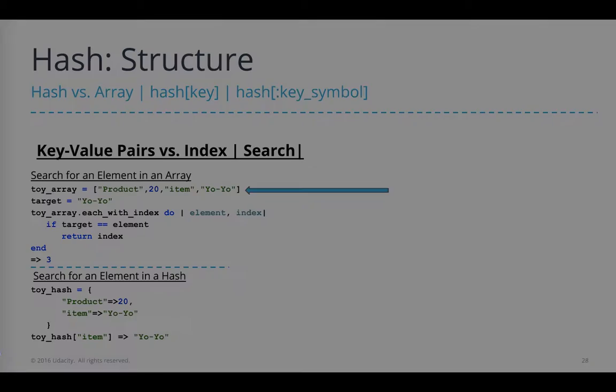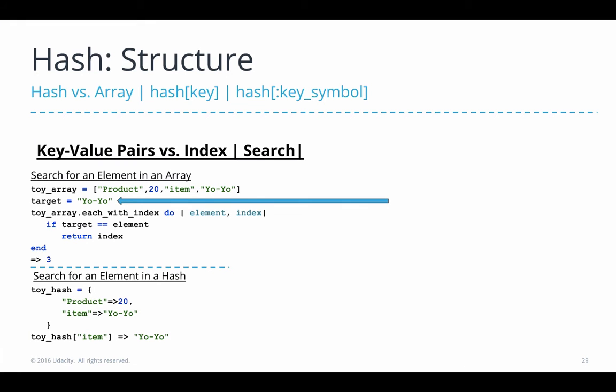Here we've defined a variable target and assigned it to equal the string yo-yo. We're going to iterate over each and every index of this array using Ruby's built-in array method, each_with_index. Inside the pipes, we've defined element and index.